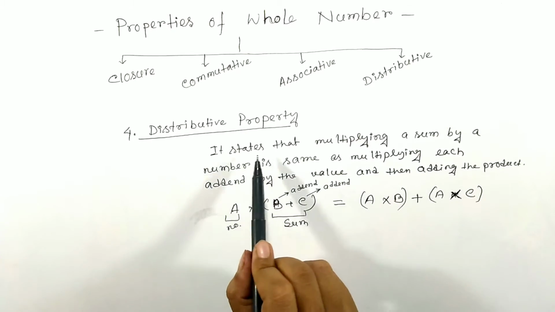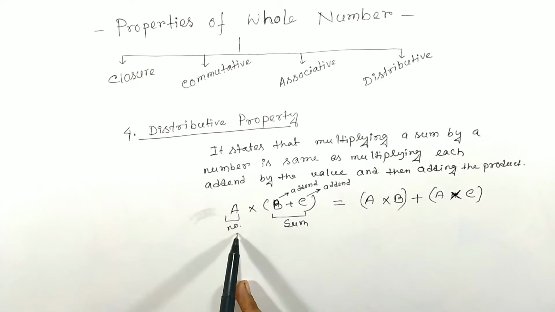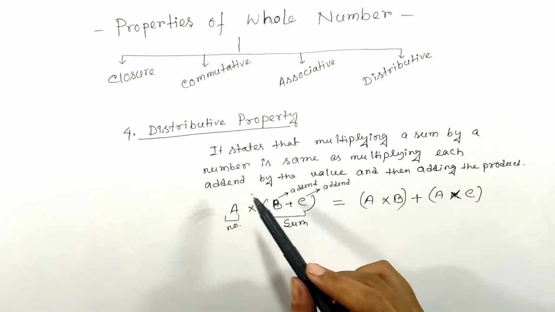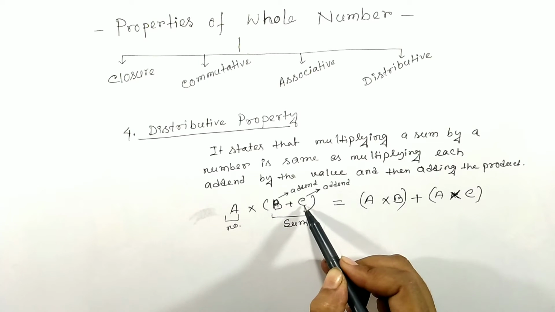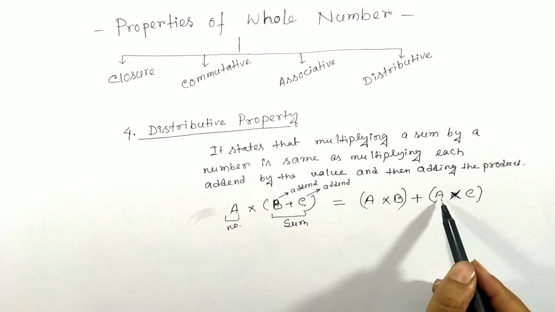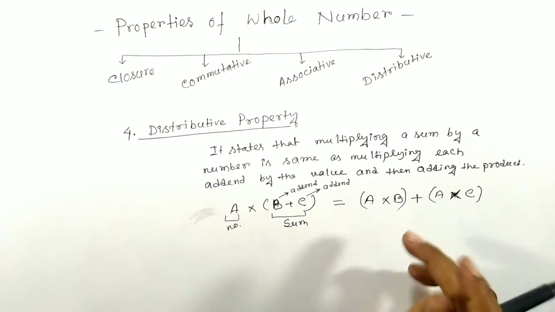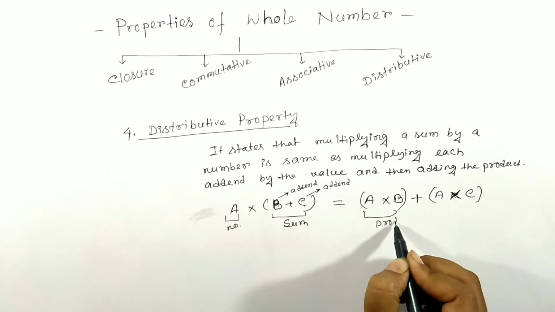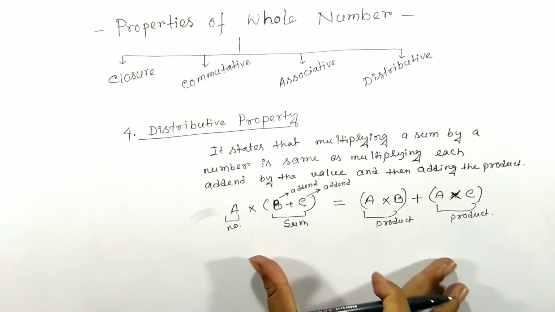So first it states that multiplying a sum, B plus C together called the sum, by a number, that is A into B plus C, equals multiplying each addend. Here multiplying each addend means individually, B and C both are addends. So multiplying each addend by the value, that is A. Multiplying each addend means A into B and A into C. So multiply each addend individually and then add the products. This is a product, this is another product. Then also you will get the same result.